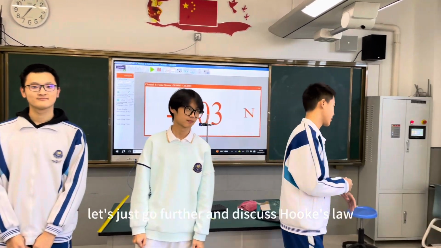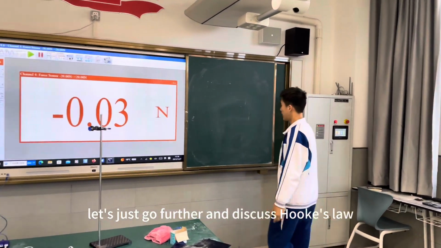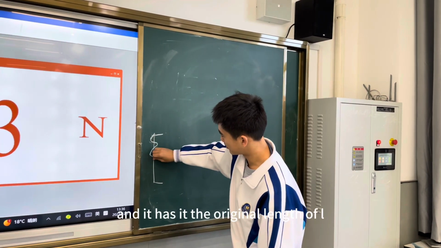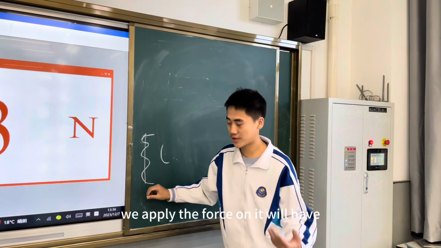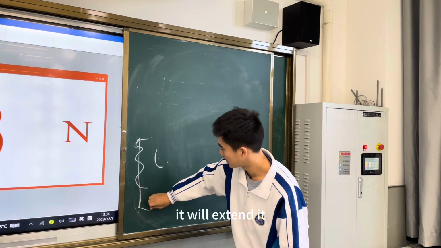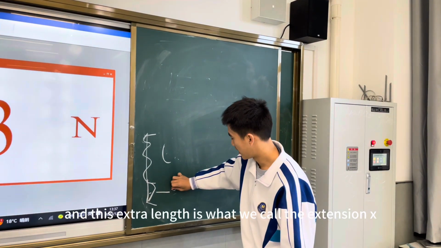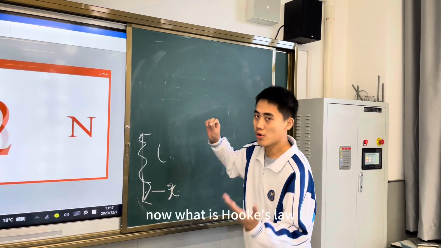Okay, now let's go further and discuss Hooke's law. Suppose there is a spring with an original length of L. We apply a force on it, and it will extend. This extra length is what we call the extension, X. Now, what is Hooke's law?